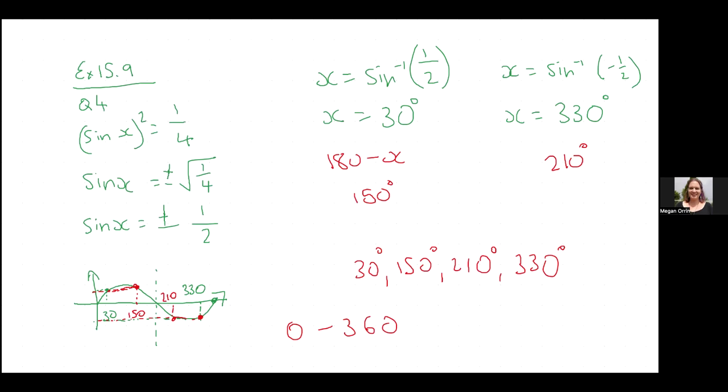The problem is most people will end up with certainly 30, but maybe also 150. But often people forget about this. Don't forget to take your positive and negative square root, because that'll be where you get your other 2 from, okay? Let's do question 5.